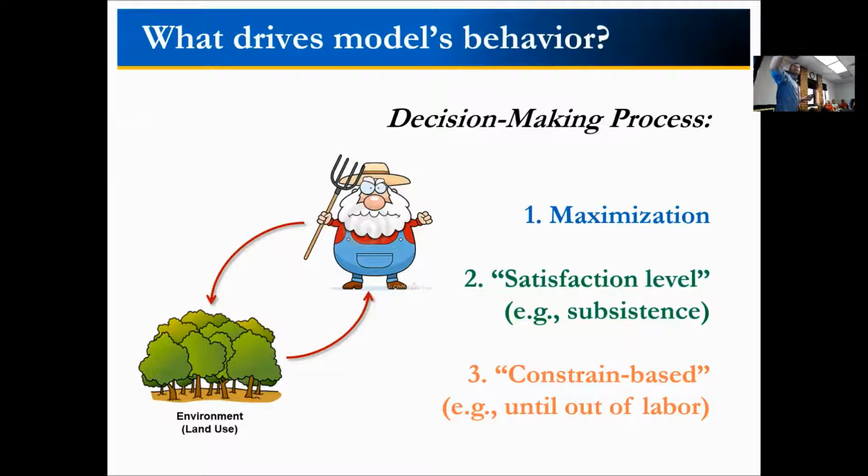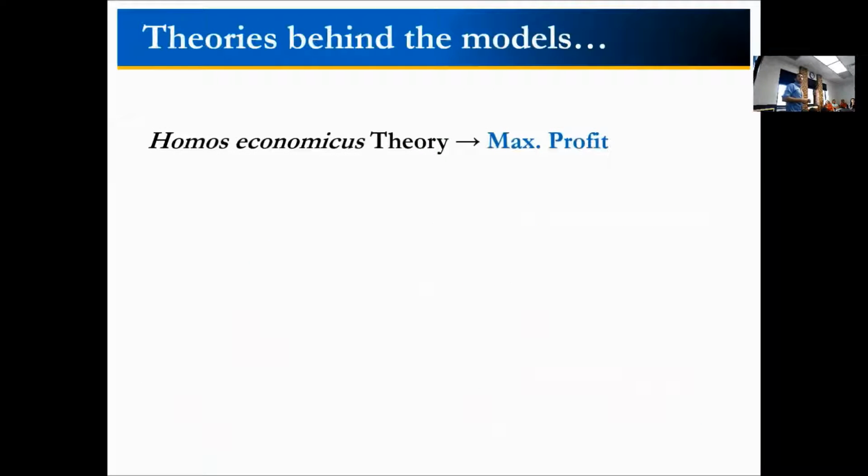So the farmers can seek maximization of whatever they're doing. They might try to reach simply a satisfaction level, which is not really maximization, for instance, a subsistence level. Or they keep doing whatever they're doing many times, repeatedly, until they run out of either labor or money, or they run into some sort of constraint. Okay? I'll give you some examples of these actually.